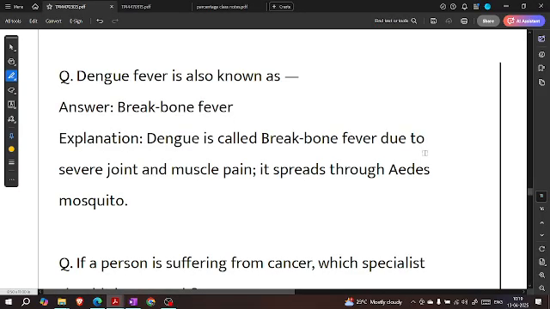Dengue fever is also known as break bone fever. Dengue is called break bone fever due to severe joint and muscle pain. It is spread through Aedes mosquitoes.